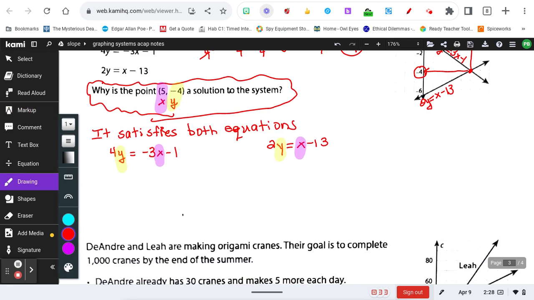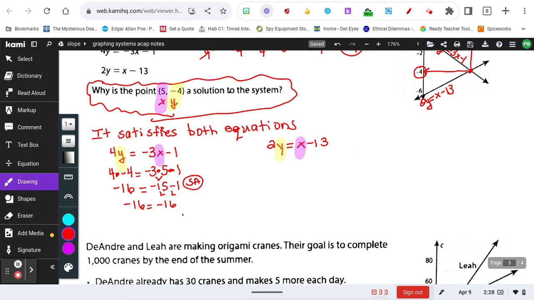So let's take a look. It's going to be 4 times what is my y? -4 equal to -3 times what is my x? 5 minus 1. Well, -16 is what I get here. And here when I multiply these two, I get -15 minus 1. Well, both of the sides do equal -16. Like if you owe me 15 and you owe me 1, you owe me 16. Or you can say they both go left, so I will add them. 15 negatives and one more negative, 16 negative.